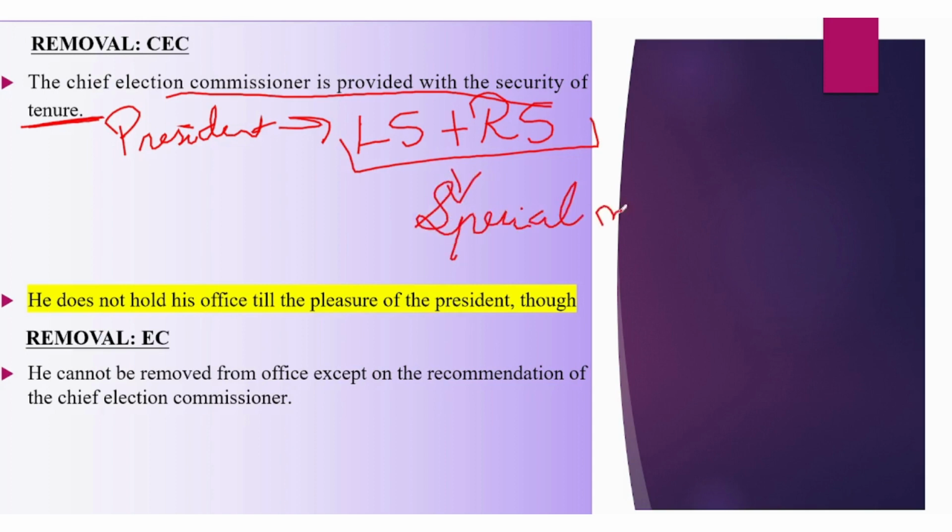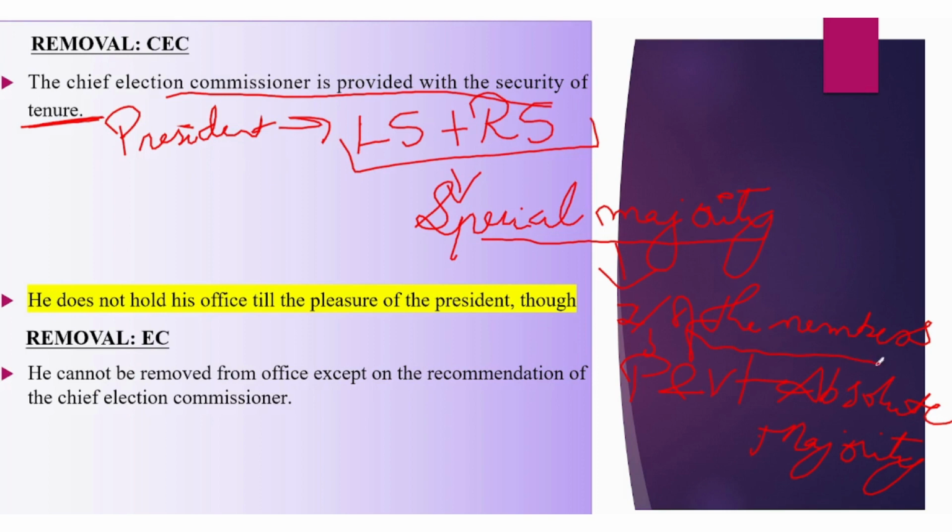Okay. On this basis, he will be removed. The chief election commissioner will be removed. Okay. Then what is the definition of this special majority? See, this special majority says that it is two-thirds of the members present and voting plus an absolute majority. Okay, plus the absolute majority.